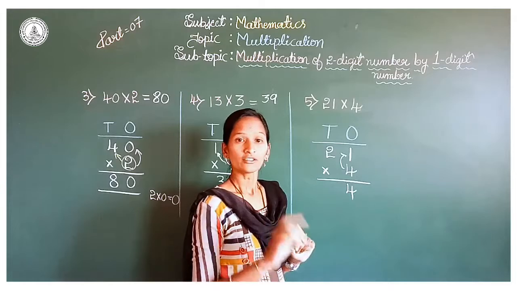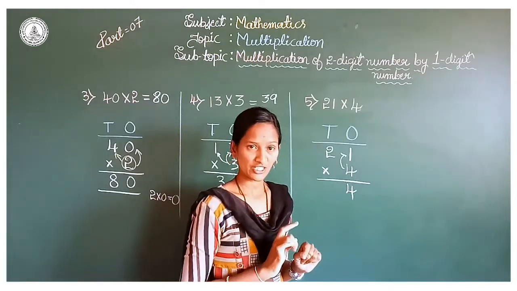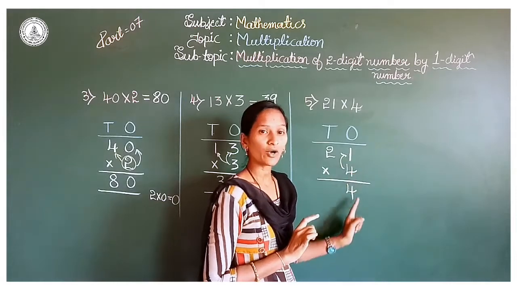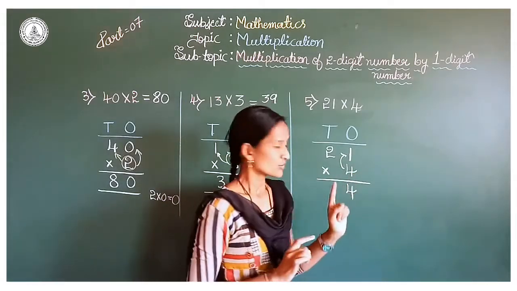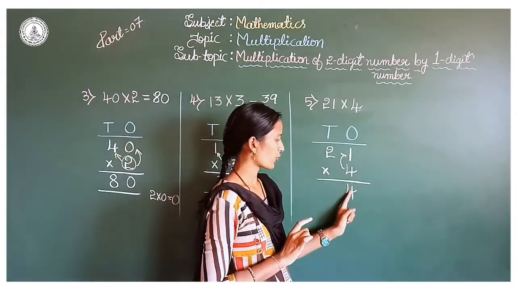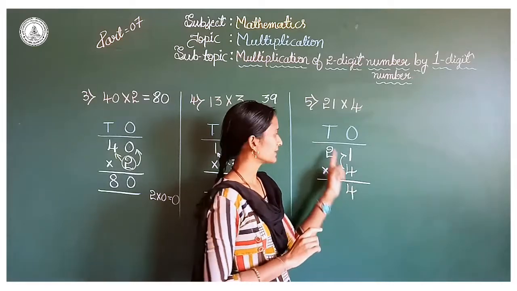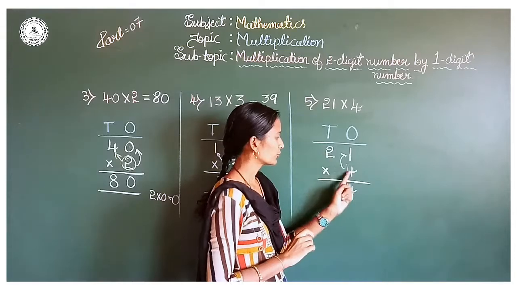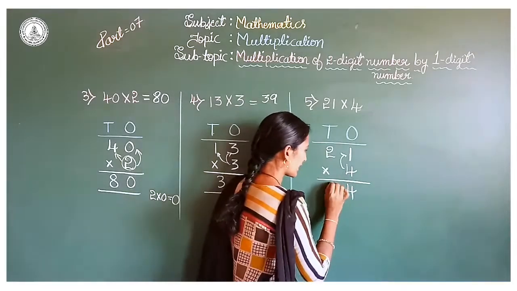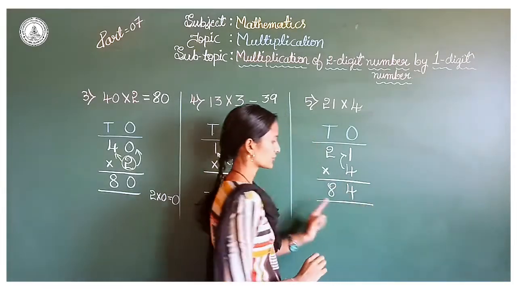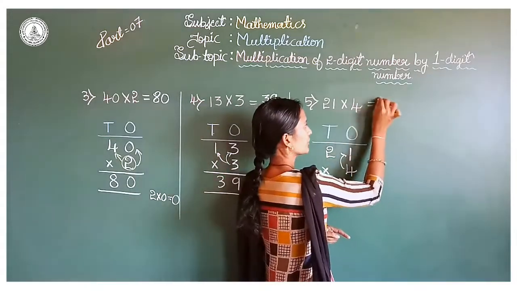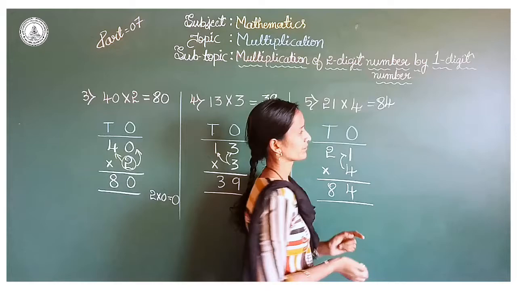According to the third property of multiplication, if you multiply any number with 1, the product is the same number itself. So 4 into 1 is 4. Next, multiply the tens with the multiplier. So 4 into 2, 4 2s are 8. So which is the product? 84 is the product. So write down here 84.